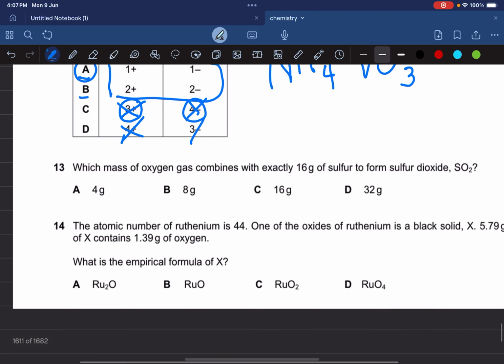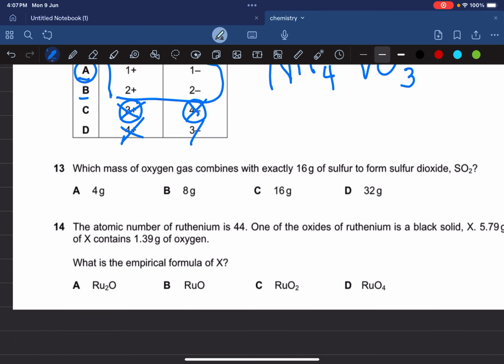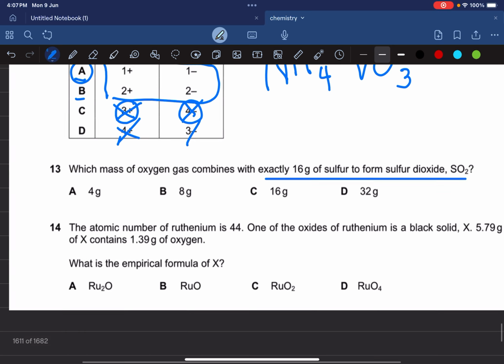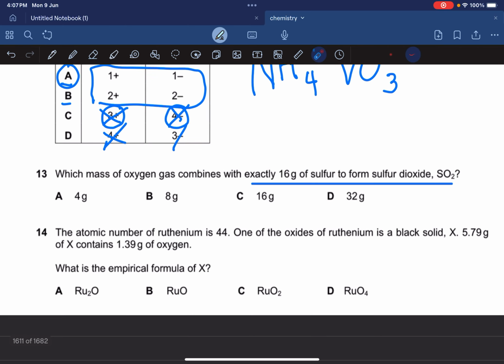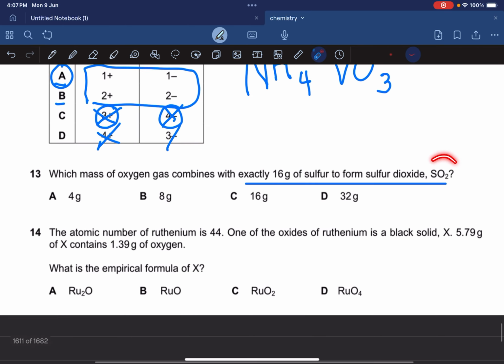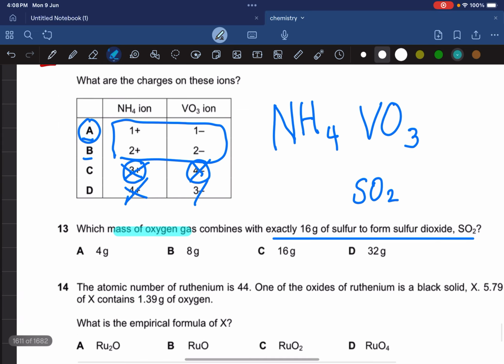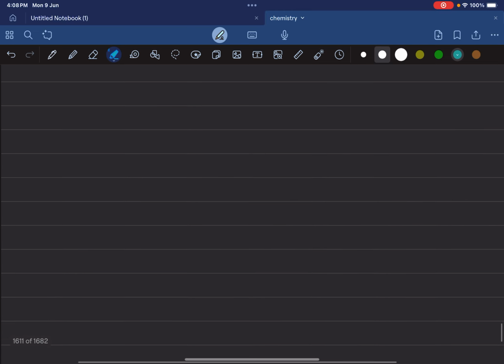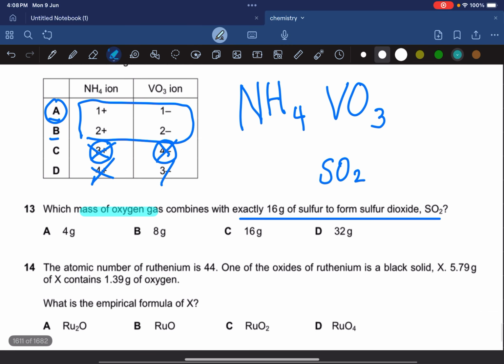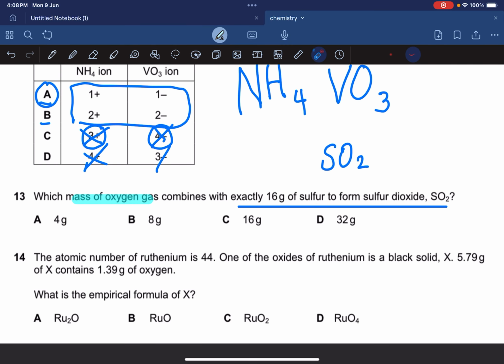Okay, moving on. Which mass of oxygen gas combines exactly with 16 grams of sulfur to form sulfur dioxide? Okay, I know it's tricky, but you have to understand what's happening over here. You have sulfur dioxide, okay, you're forming it. You need to look at the formula, SO2, and you have to find the mass of oxygen that combines with this mass of sulfur. Basically, the mass of sulfur in the periodic table is 32. For oxygen, it's 16.